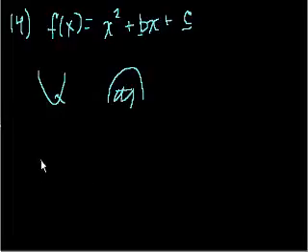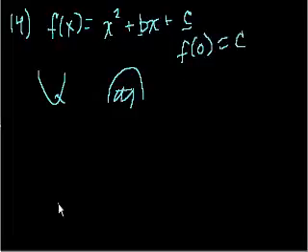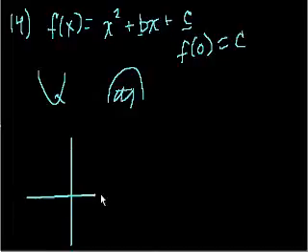And what else do we know about it? What do we know about its y-intercept? Well, this is the y-intercept. When x is equal to 0, f of 0 is equal to what? These two terms are going to be 0, so f of 0 is equal to c. And so we know that the y-intercept is positive.